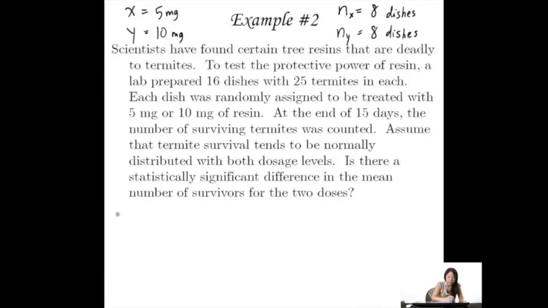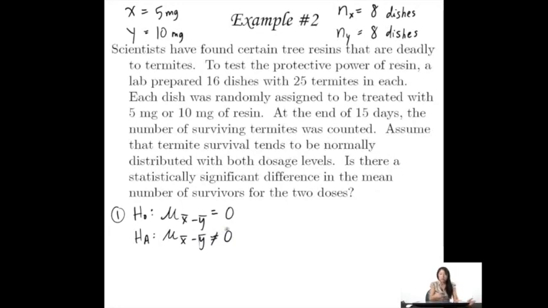Okay, so let's see. Well, one thing we could do is start off with our hypotheses. Our null hypothesis is that these two dosage levels are roughly the same, right? So we might say something like mu sub x bar minus y bar would just equal 0. They're the same. That's what that means. The alternative is that they are not the same. Maybe that one is more powerful than the other, and we don't know which one. All right. And we could easily set our significance level to be 0.05.